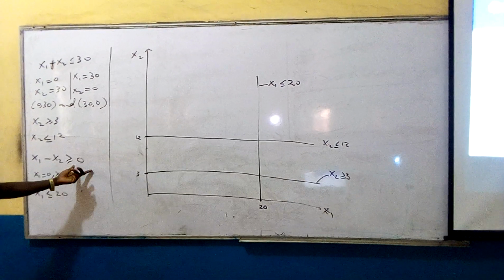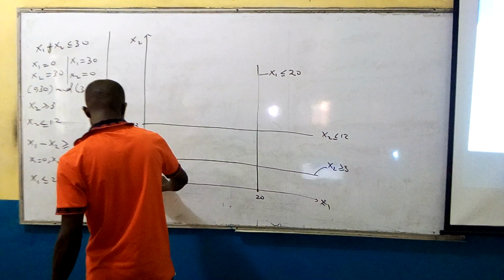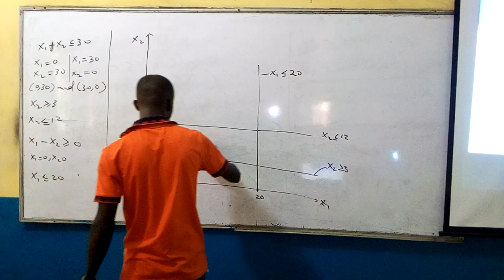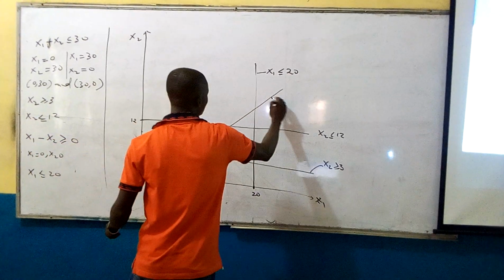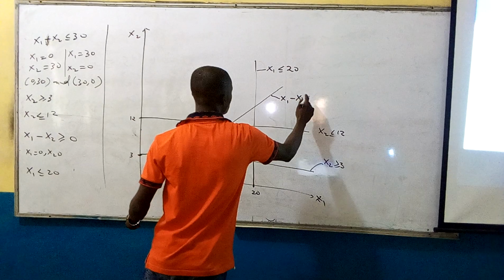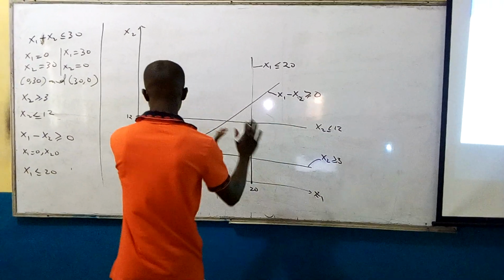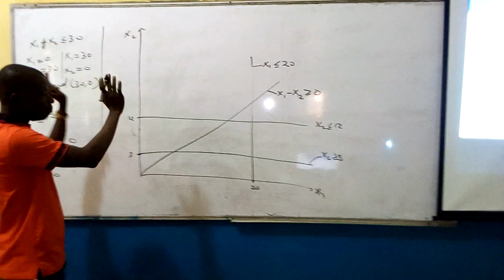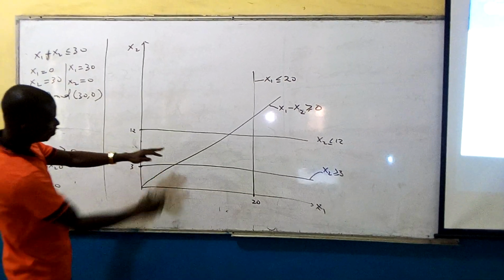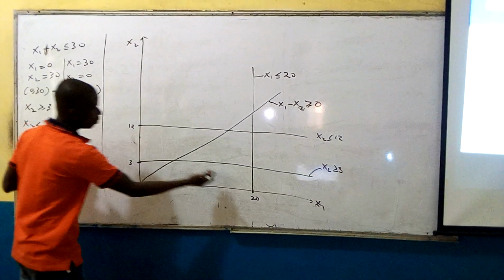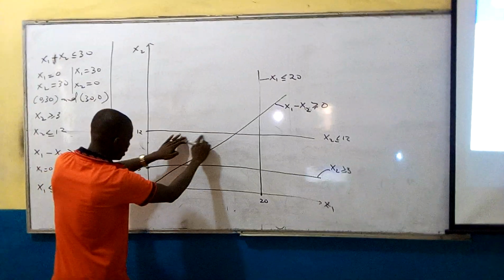Now we are told that x1 minus x2 should be more or equal to 0. So we're looking at something like a 45 degrees line through the origin. I hope it's 45 degrees. Let's assume. So positive, upwards. That means we are at this region. But here, this region will be less than 20. So now we are here.